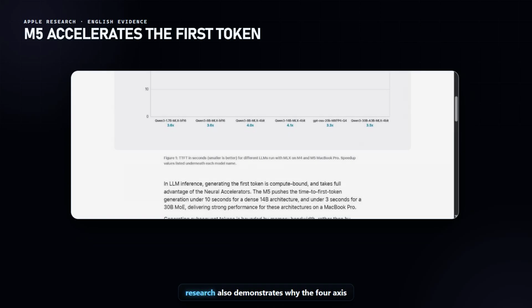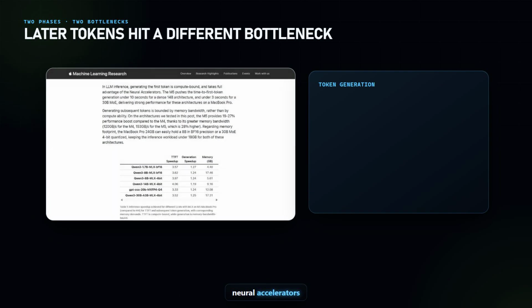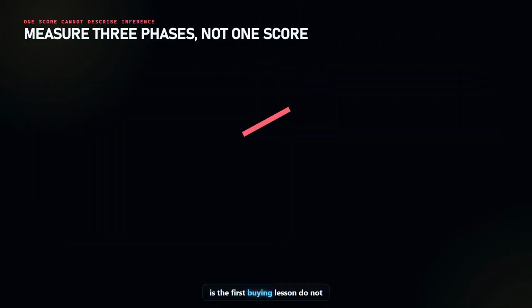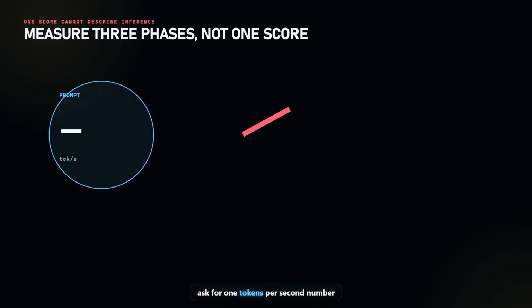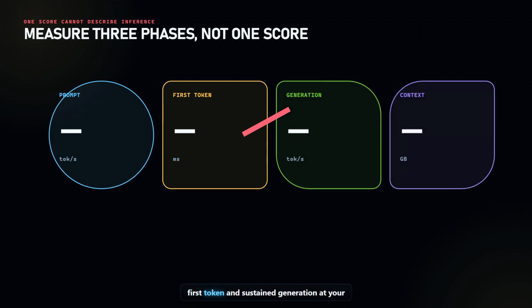Apple's M5 research also demonstrates why the 4-axis model matters. In its published tests, time to first token benefited strongly from the M5 GPU's neural accelerators. Later token generation was described as memory bandwidth bound on the tested architectures. The M5 system's higher bandwidth helped, but the two phases of inference did not scale in exactly the same way. This is the first buying lesson. Do not ask for one tokens-per-second number. Ask separately for prompt processing, time to first token, and sustained generation at your context length.